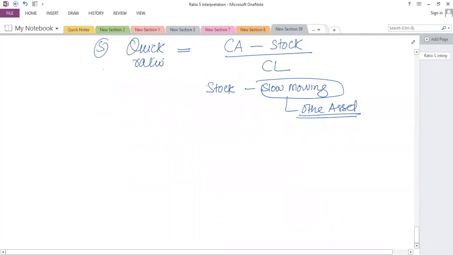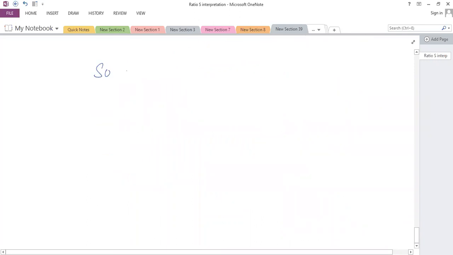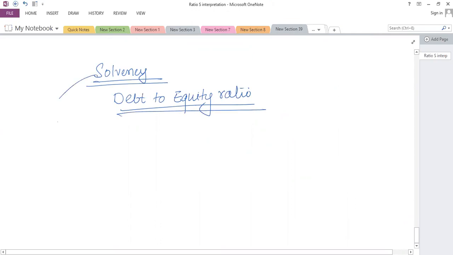The next category, solvency. And in solvency, one of the very famous ratios is debt to equity ratio. Here we are looking towards the risk profile of the company. What risk are we looking at? It tells us about the financial risk of the business.